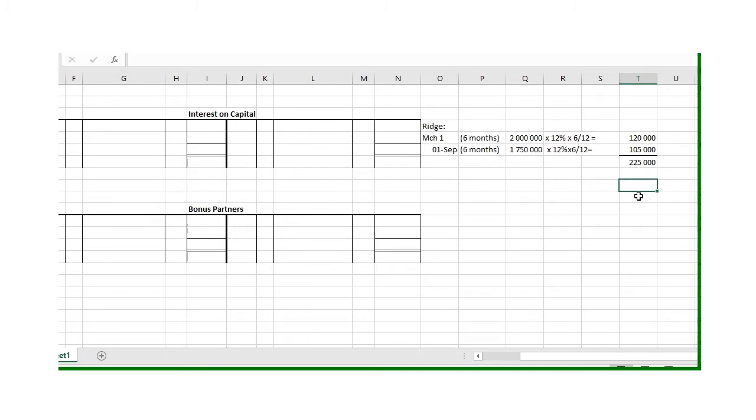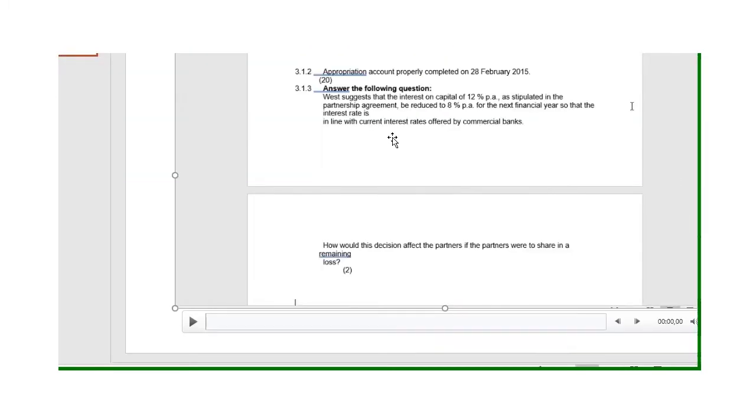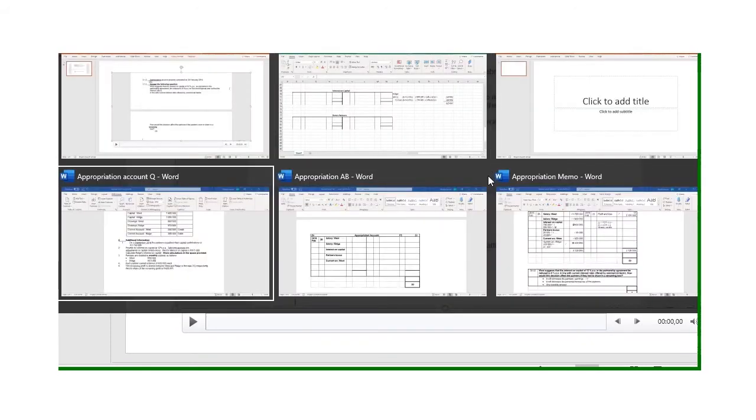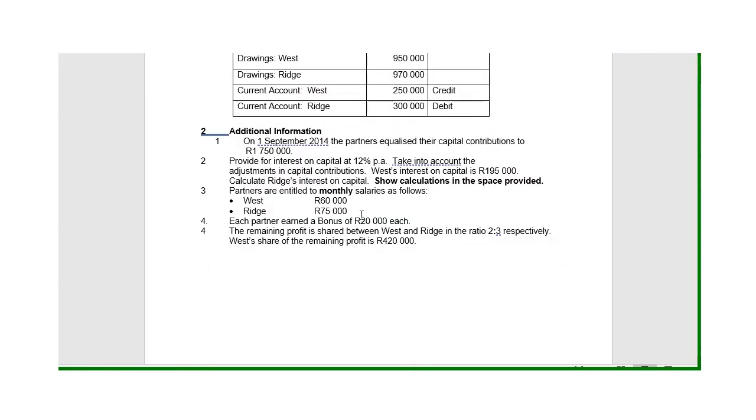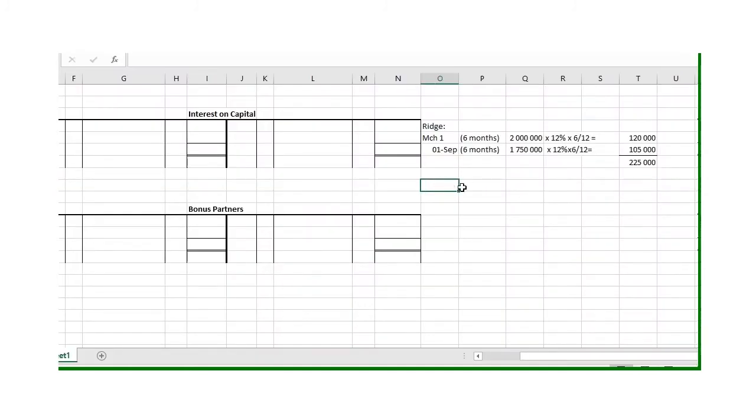If I had to calculate the West's one, but it's not necessary because they actually tell me what his interest is, and they say his is 195,000. We can just for interest sake also go and calculate and see if it is right.